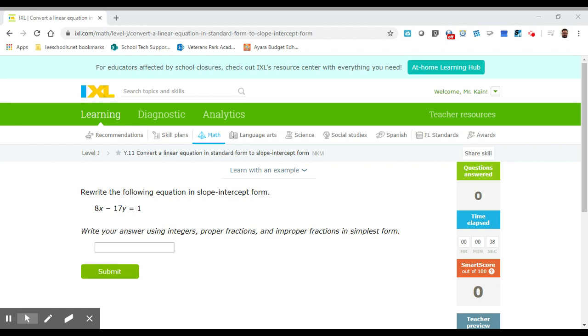Okay, what do we have now? This is convert a linear equation in standard form to slope-intercept form. And this is code NKM for your 8th grade IXL.